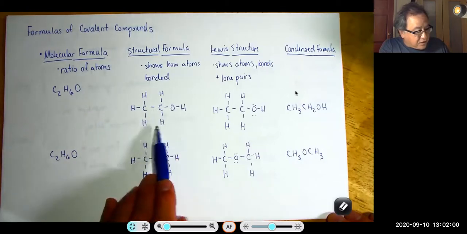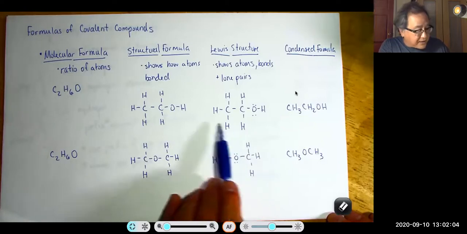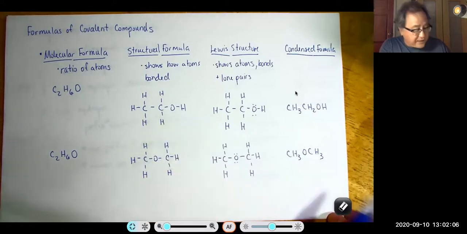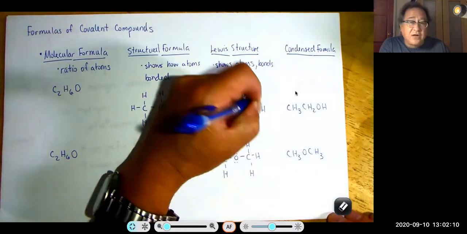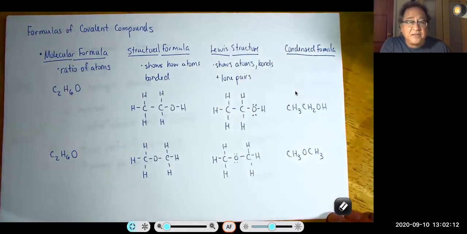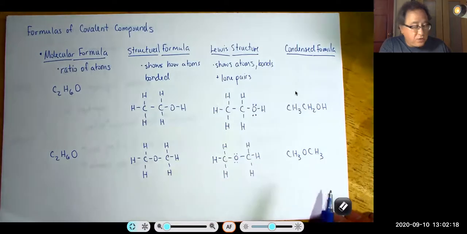Now, another way to show this is to show not only the bonding electrons, but the ones that are not bonding. So you see these little dots here on the oxygen? Those are electrons, but they're not bonding to other atoms. So these two look identical, except for the oxygen has lone pairs. We'll learn more about that in a later chapter.